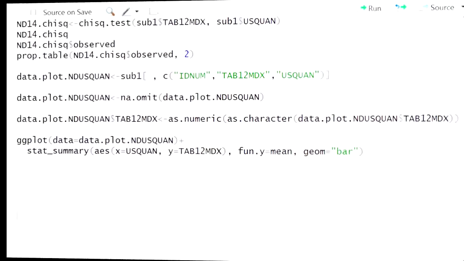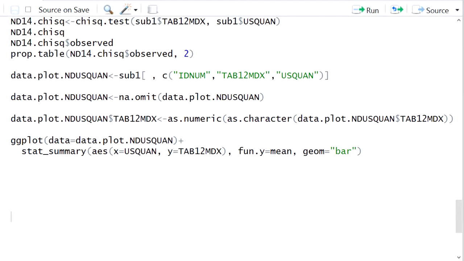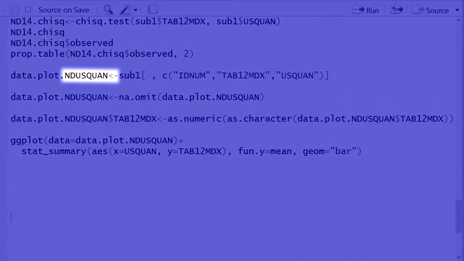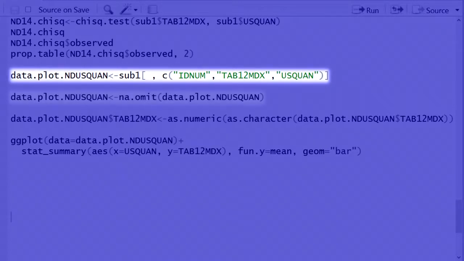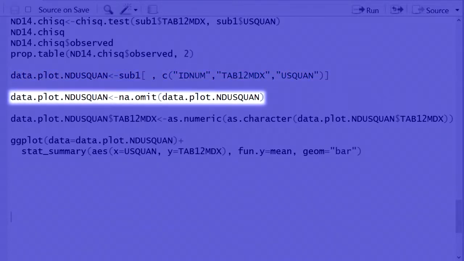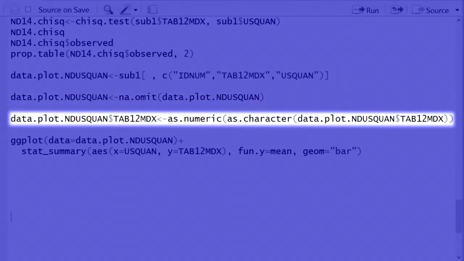To graph these proportions with code, we use the following. Let's review what this code is telling R. First, we create a new data subset, which we're calling ND-US-Quan just for graphing. This temporary data subset includes only the unique identifier, ID num, and our 2 current variables, tab12mdx and US-Quan. Next, we remove all the NAs in the new plotting data set. After that, we make the response variable, tab12mdx, into type numeric.